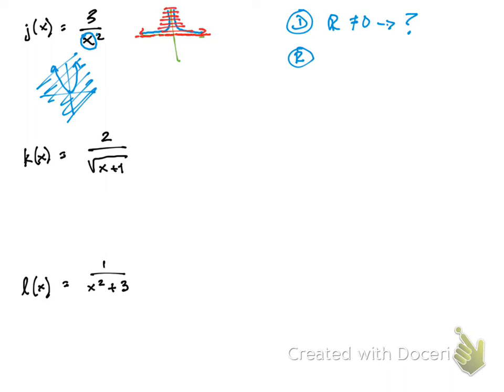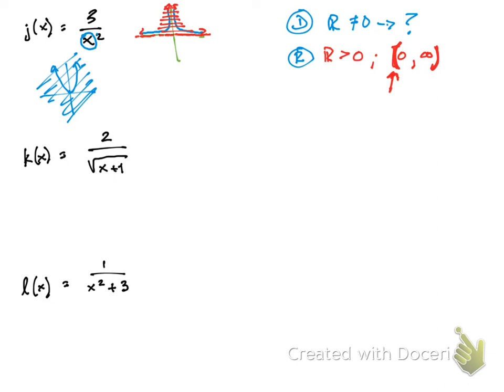Draw your horizontal lines. Where are you intersecting the graph? Okay, I'm intersecting it everywhere greater than 0, and so my range is all real numbers greater than 0, and an alternate way to write that: 0 is my lower bound, infinity is my upper bound. Notice I'm going to use a parenthesis because I'm not including 0.